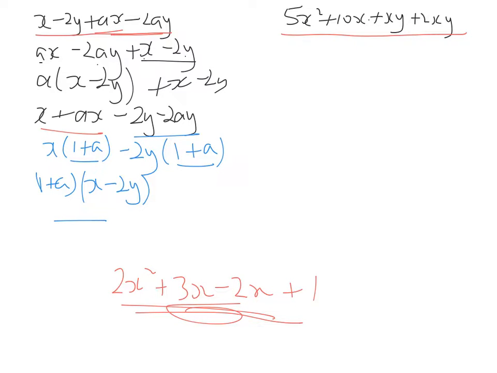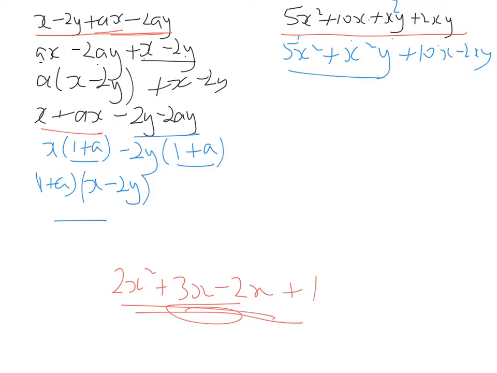As another example, we've got 5x squared plus 10x plus x squared y minus 2xy. Well, I'm going to rearrange this a little bit. I'm going to have this as 5x squared plus x squared y plus 10x minus 2xy.